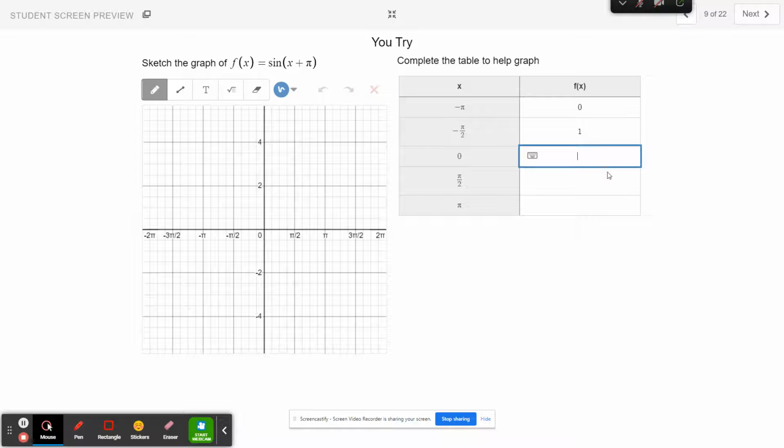Then sine of pi, which is 0. And sine of 3 pi halves, which is negative 1. And sine of 2 pi, which is 0. So my points, I have a 0 there, a 1 there, a 0 there, negative 1 here, and a 0 there. Without doing the table, we know the pattern is just going to repeat. So a 1 here, a 0 here, a negative 1 here. Oops, I went down too low. Undo, right there, and a 0 there.